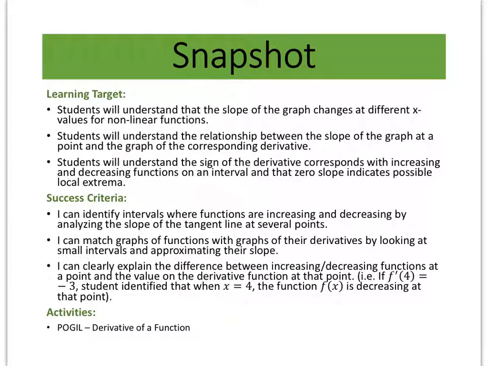So I just wanted to quickly talk about the learning target today. There's a lot more here than what we'll really be doing. My goal is that you understand that the slope of the graph changes at different x values for nonlinear functions. But most importantly, today we're really going to focus mostly on being able to calculate the slope of the tangent line. So if you can use the limit formula to calculate the slope of the tangent line, then you should be good to go today.